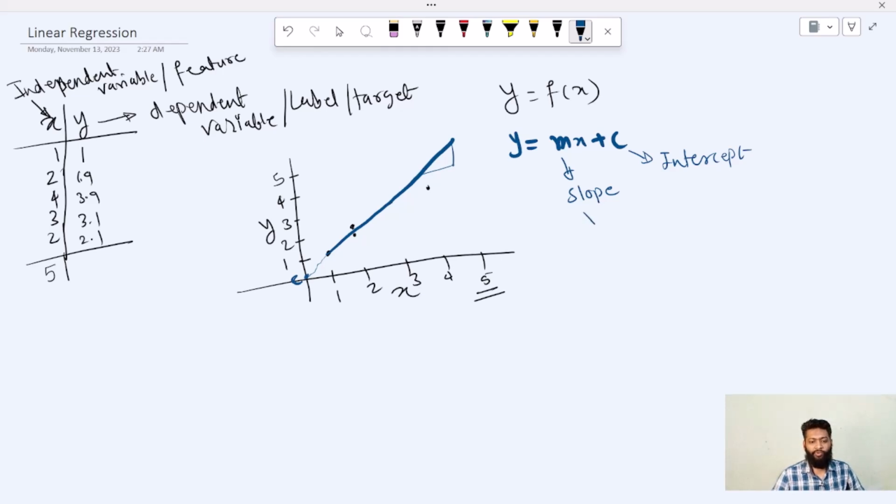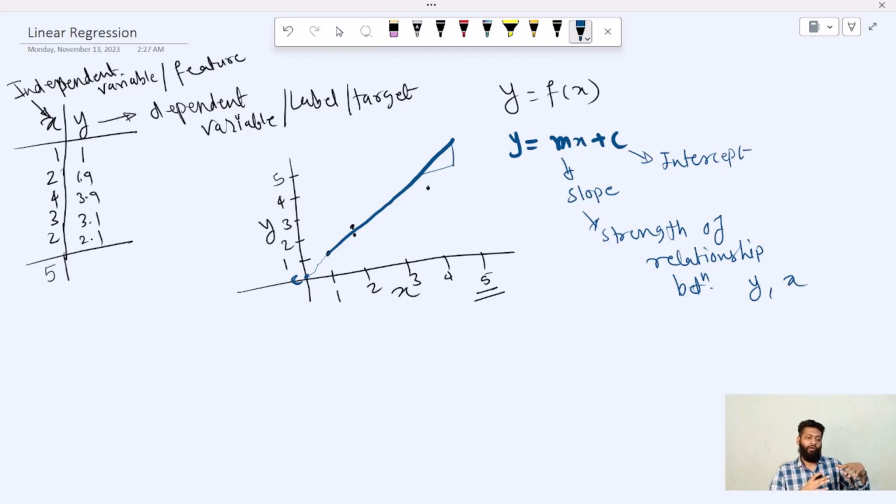Slope represents the strength of the relationship between the dependent and the independent variable, so we can say between y and x. And intercept represents the intersection point of the line on the y axis.